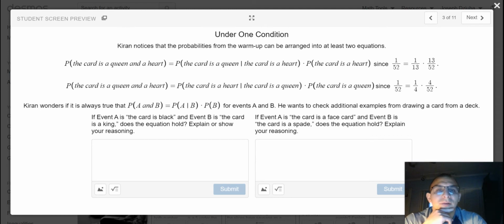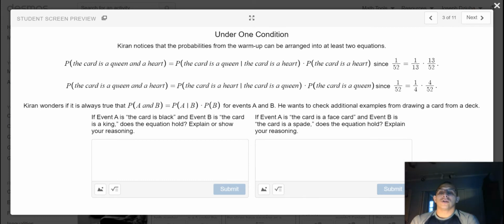Here, notice that the probabilities from the warm-up can be arranged into at least 2 equations, right? If we have the probability that the card is a queen and a heart, we can rewrite that as the probability that the card is a queen, given the fact that the card is a heart, and the probability that the card is a heart, right? The reason we can say that is because the probability that the card is a queen, given the fact that it's a heart, means that there's one queen out of 13 hearts. So if you had that one row in the previous slide, go back. And the probability of the card being a heart, there's 13 heart cards in a deck out of 52 total cards.